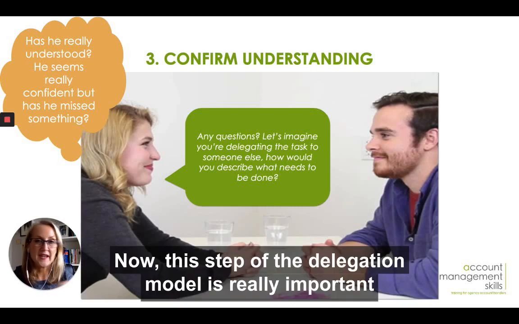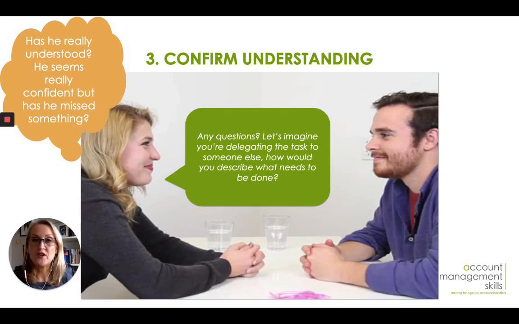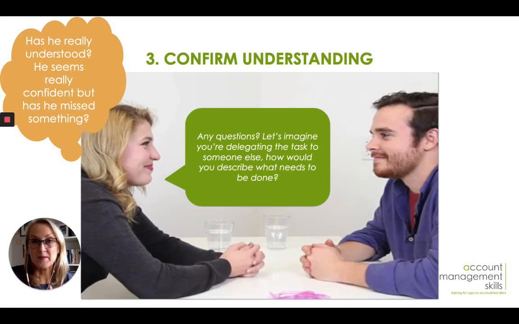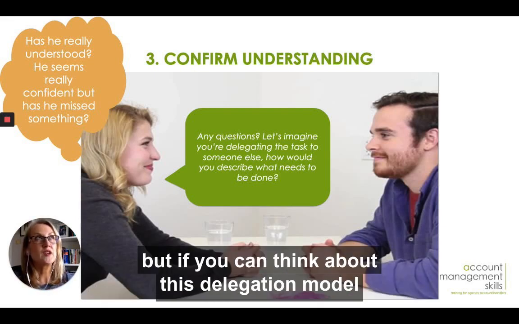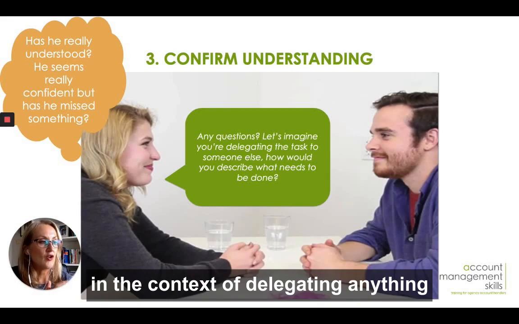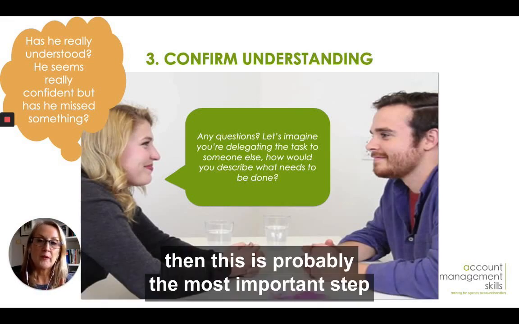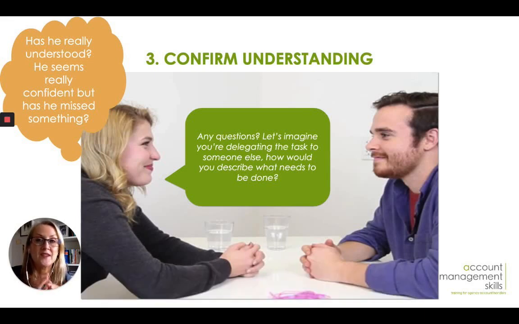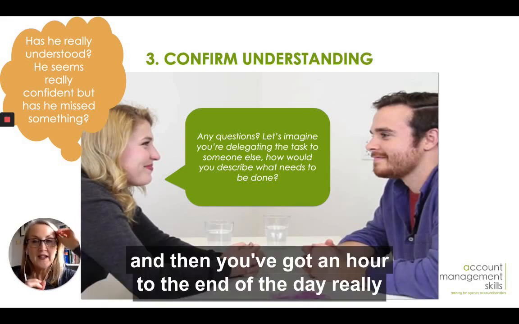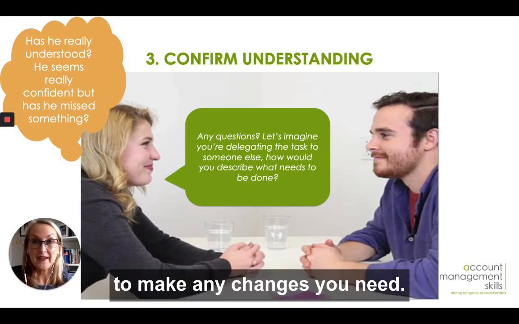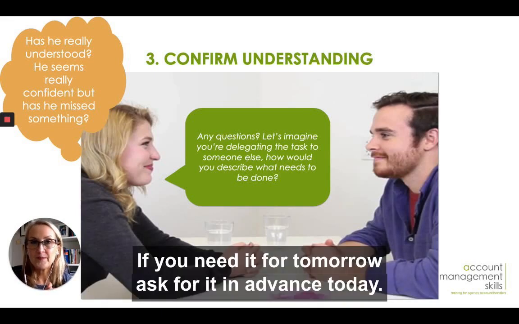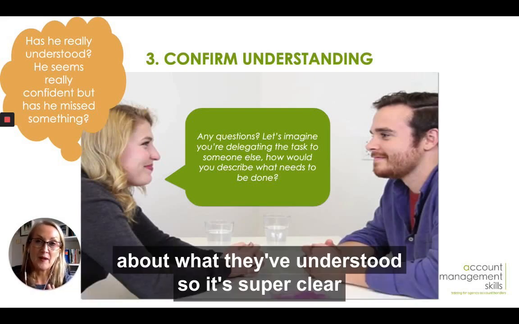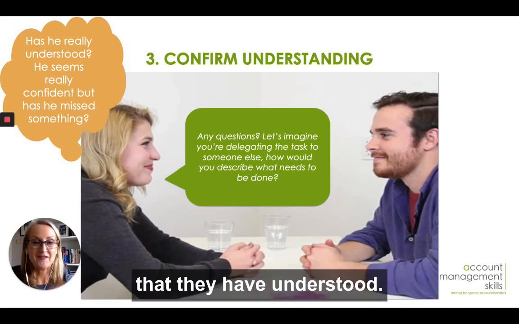Now, this step of the delegation model is really important because it gives you a chance to see how much they really understood and how clear the instructions you gave them are. I've used this example here, but if you think about this delegation model in the context of delegating anything, this is probably the most important step, because if they really haven't understood, you're going to waste a lot of time. If you say, get it back to me by 4, then you've got an hour to the end of the day to make any changes you need. So give yourself enough time. If you need it for tomorrow, ask for it in advance today, but get them to talk back to you about what they've understood, so it's super clear that they have understood.